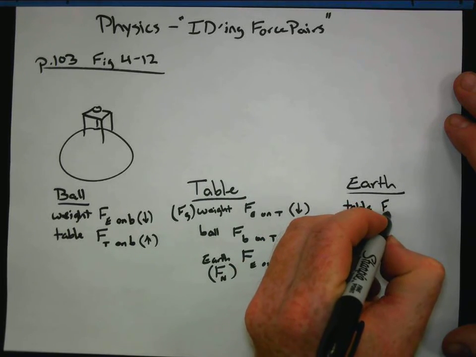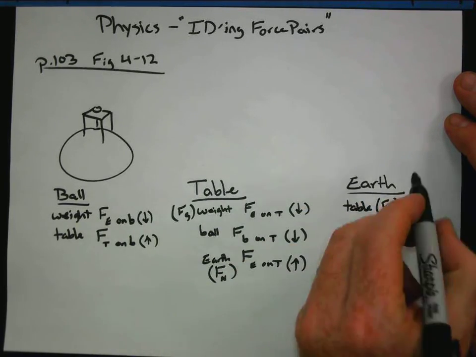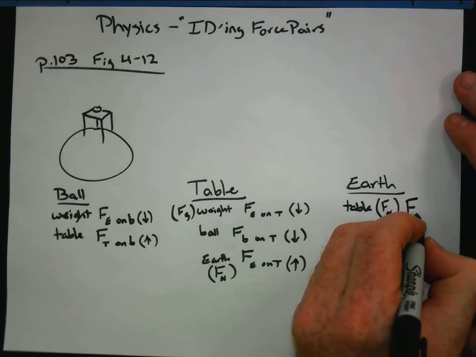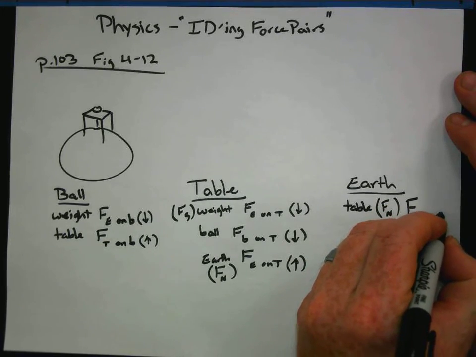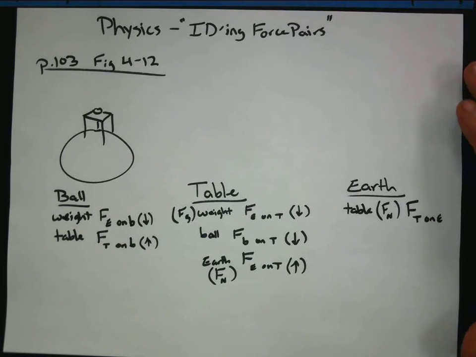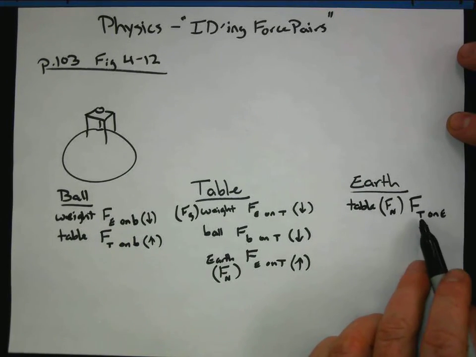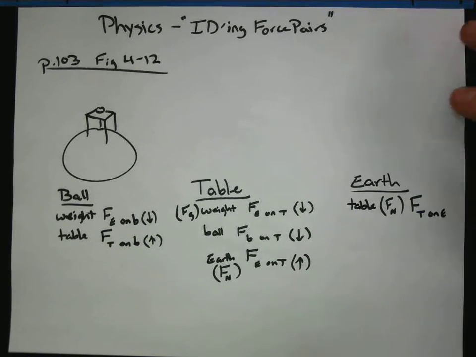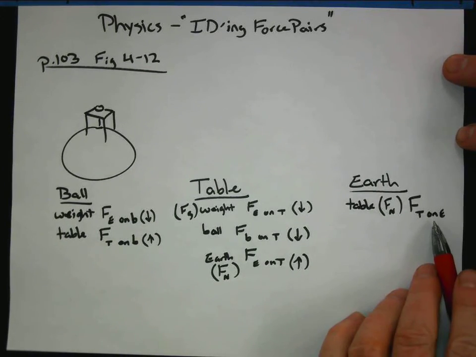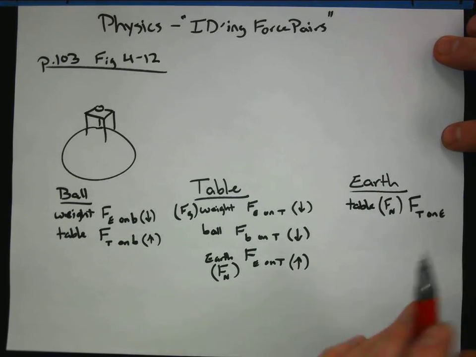Therefore, it's going to be a normal force. And this is going to be force of table on Earth. Okay. You'll see right away that this way of writing it down, force of something on something else, is real handy. Because what I have going on is I see the twin of this already somewhere else.